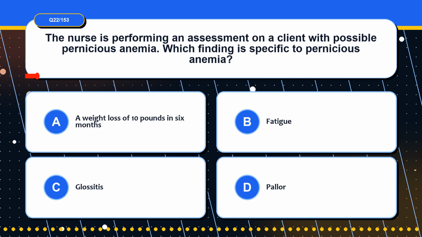Question 22. The nurse is performing an assessment on a client with possible pernicious anemia. Which finding is specific to pernicious anemia? Here are the options. Option A. A weight loss of 10 pounds in 6 months. Option B. Fatigue. Option C. Glossitis. Option D. Pallor.